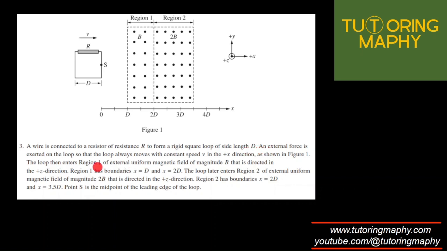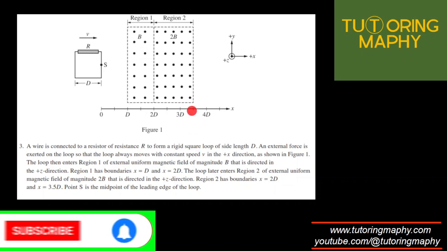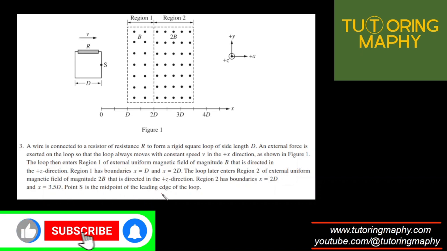An external force is exerted on the loop so that the loop always moves with a constant speed V in the plus X direction. The loop enters region 1 of external uniform magnetic field B that is directed toward plus Z. Here this is D, this is 2D. That's pretty much self-explanatory. This ends at 3.5D, and point S is the midpoint of the leading edge of the loop.